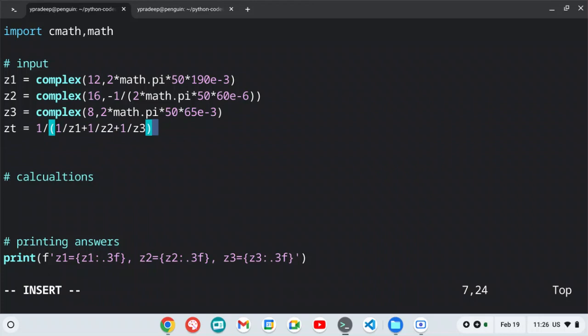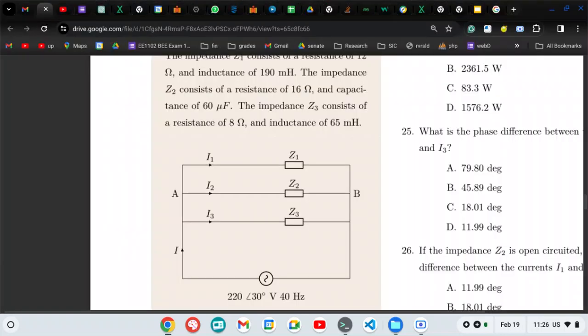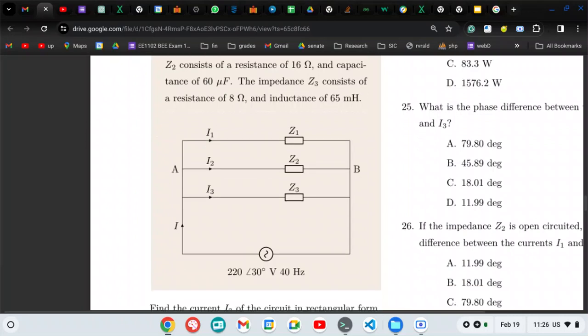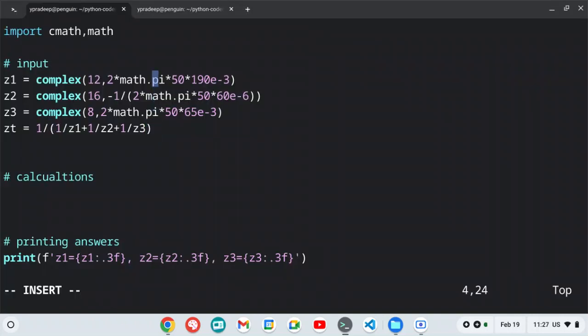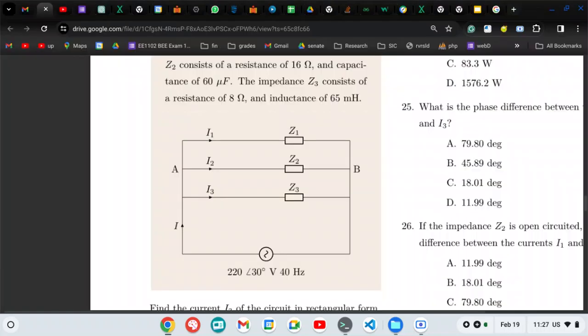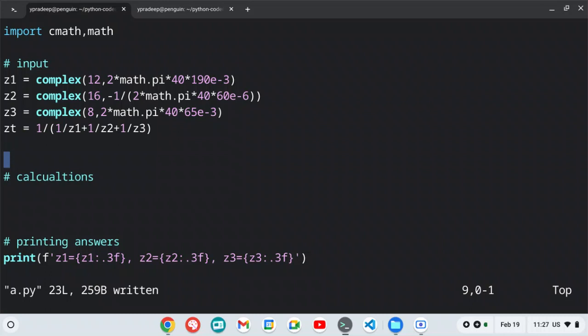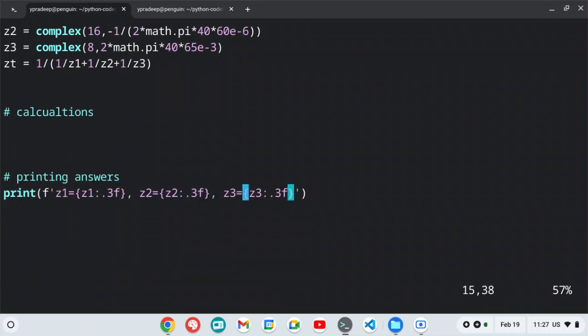Very good. Frequency is 40. I did not even see, so I assumed it. So let's change the frequency to 40. For different students, it will be different. Why is it important? Frequency is important because depending on the frequency, the impedance values will change. So I think now we can compare also. By the way, I calculated ZT, right? So let's print that also. Let's make one more line.